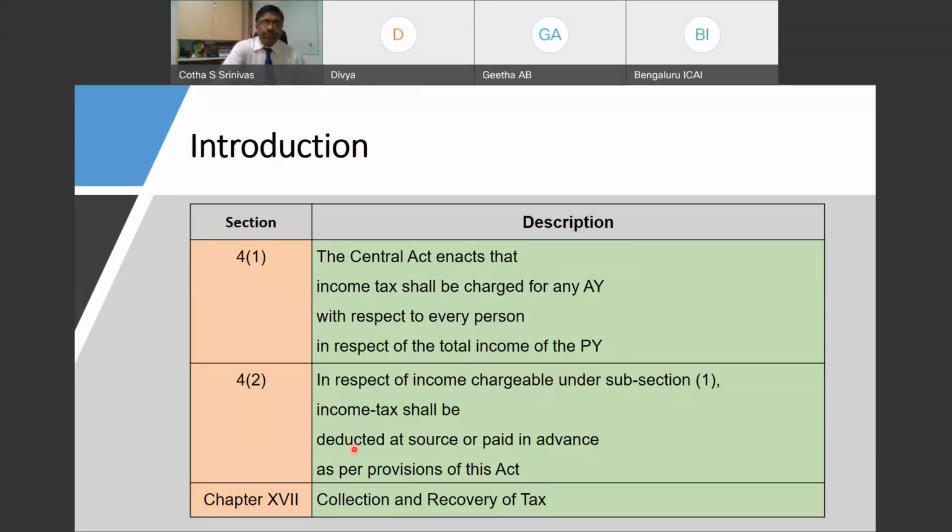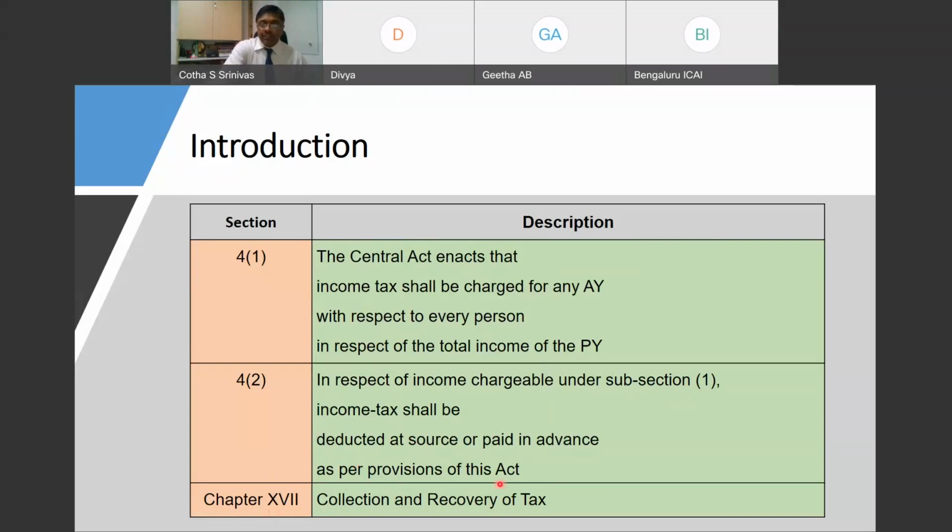Under 4 subsection 2, there are two main sources of collection and recovery of tax. One is deducted at source and the second one is paid in advance. So deducted at source means the tax deduction provisions which we are going to see under section 195. So the process of tax deduction at source or the tax collection at source, and the second one is paid in advance, that is advance tax payment.